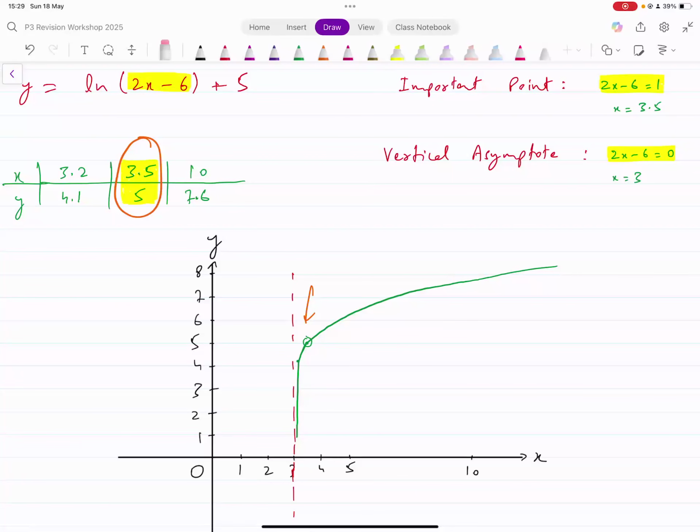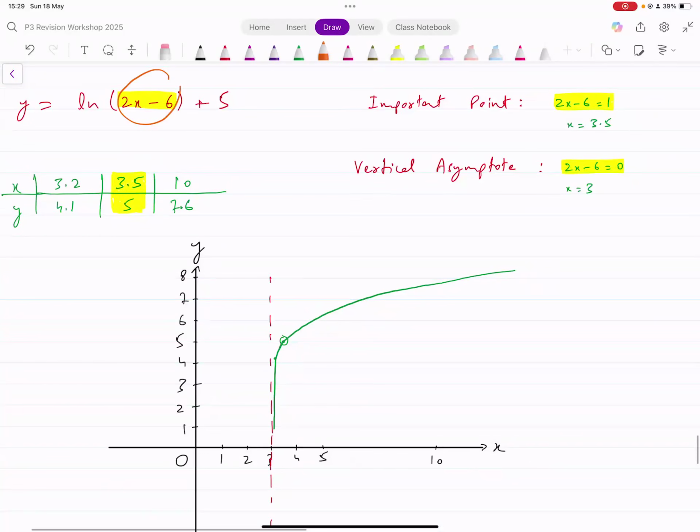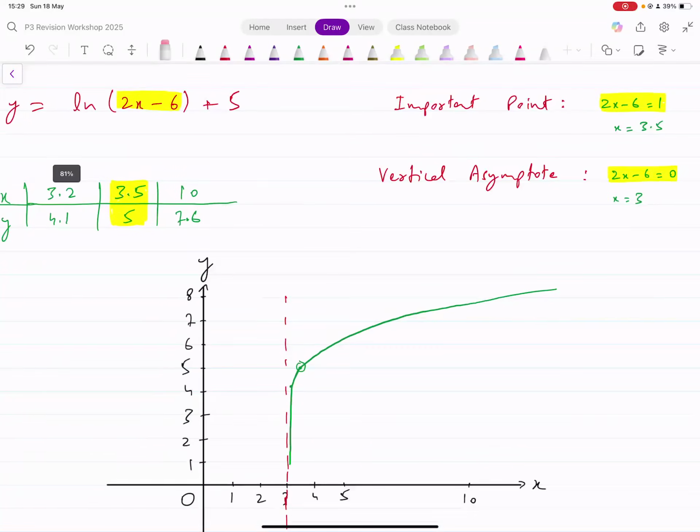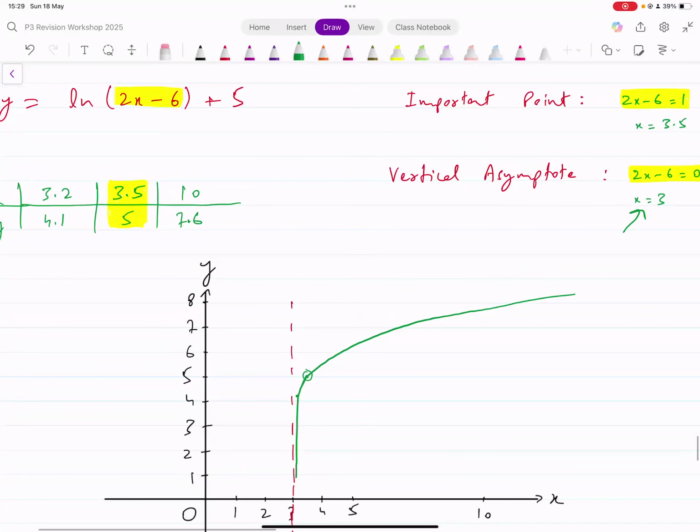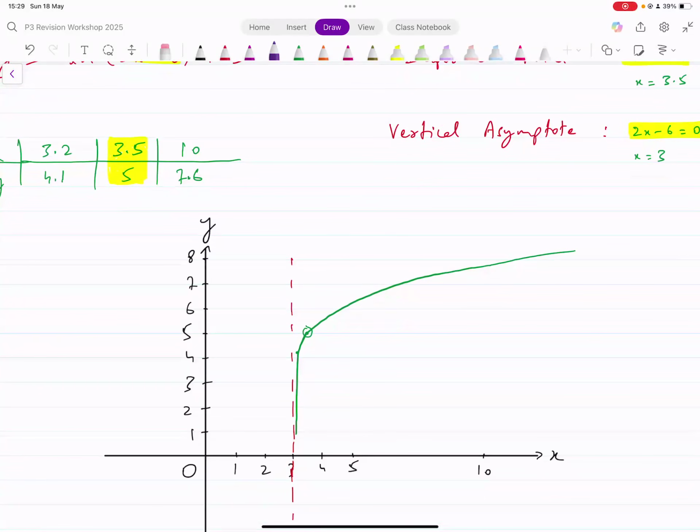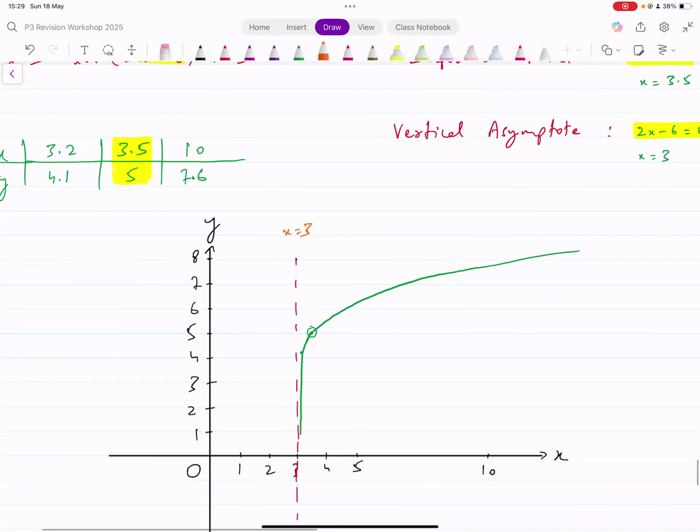What about the asymptote in this case? The asymptote in this case is when the inner part is equal to 0. That's when you get the asymptote. That's x equals 3. That's a vertical line. So the graph is not going to cross this vertical line x equals 3. That's the asymptote of this graph. Close to this line, the graph is either going to go towards negative infinity or towards positive infinity. Depending on the shape, you can figure that out.